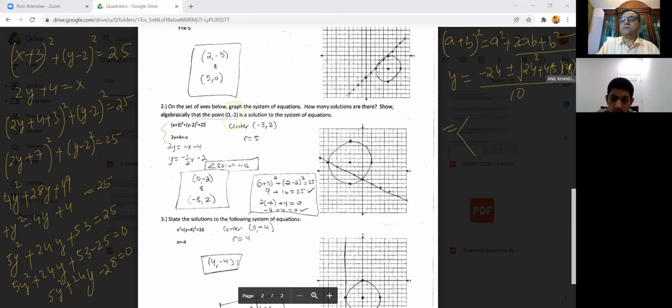Let's calculate. So we have minus 24 plus or minus. Let me work out the square root. So we have 24 square plus 4 times 5 times 28, which is 1136, and the square root of 1136 is 4 square root 71 over 10.